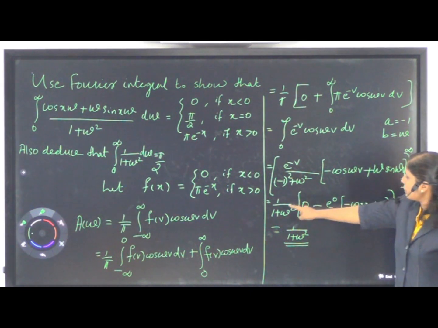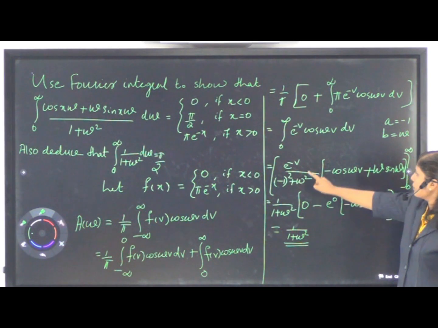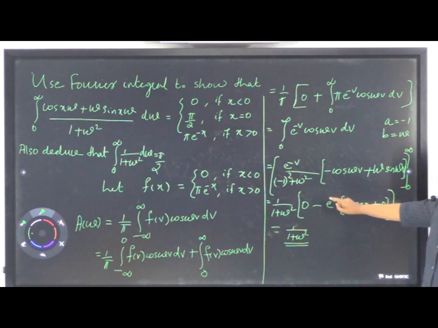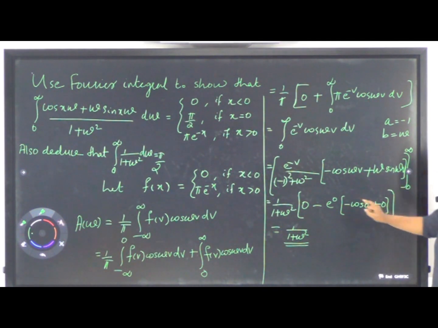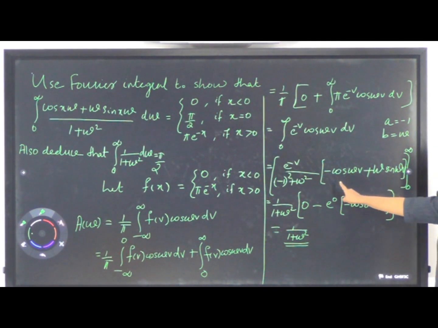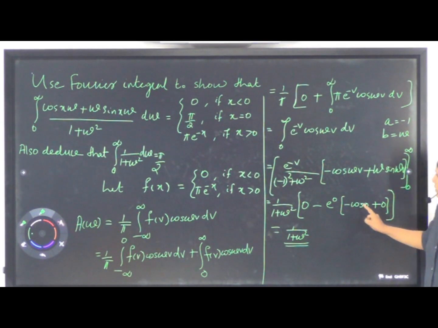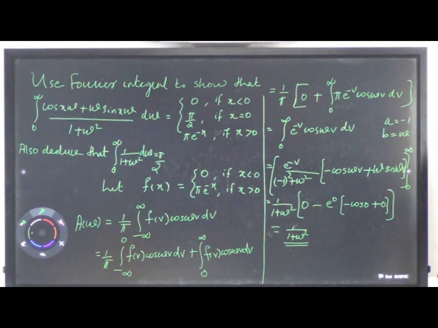Then this becomes 1 by 1 plus omega square. E raised to minus infinity becomes 0, minus the lower limit v equal to 0. That becomes e raised to 0 into minus cos 0 plus sin 0, which is 0. Cos 0 is 1. So that becomes 1 by 1 plus omega square. This is a of omega.